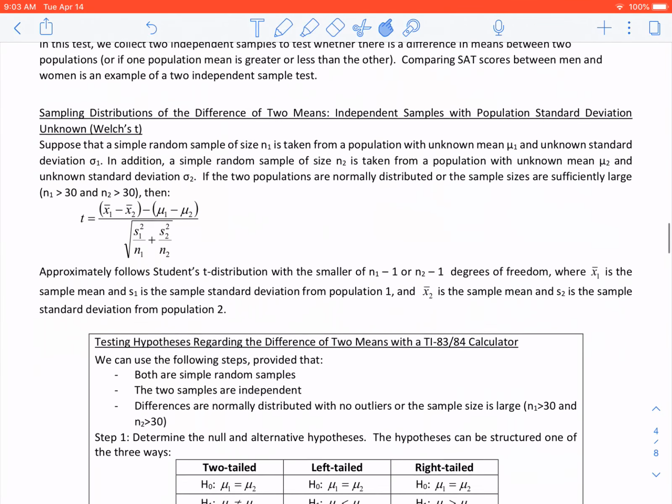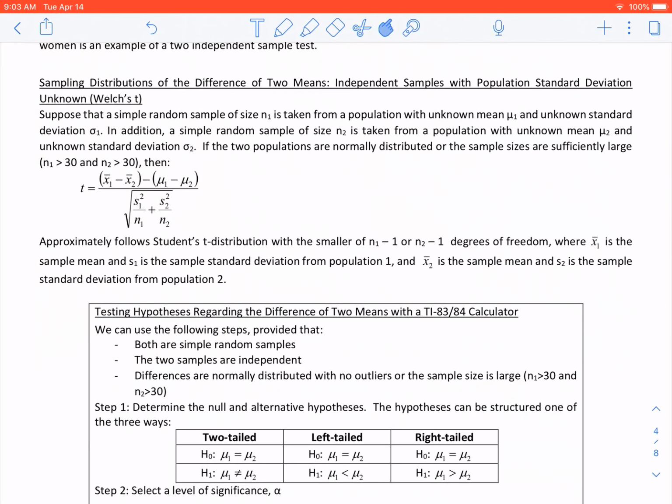Sampling distribution of the difference of two means, independent samples, with population standard deviation unknown. This is using Welch's T, so again we're using that T distribution.